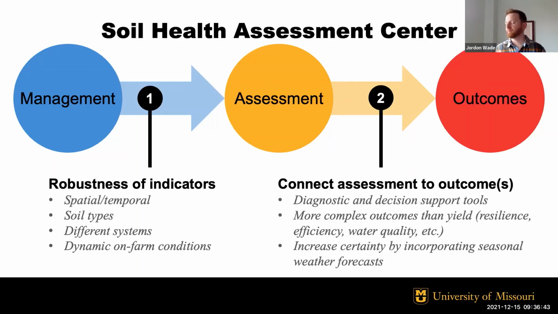And of course, we want to connect it to more than just yield productivity. We want to think about things like resilience to low rainfall, drought, nutrient use efficiency, and also runoff, erosion, et cetera. We also want to increase our certainty by incorporating seasonal weather forecasts. If it's going to be a wet year or a dry year, how does that influence how we interpret that soil health assessment? How does that influence how soil health relates to your outcome of interest?